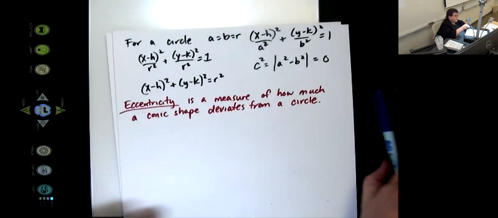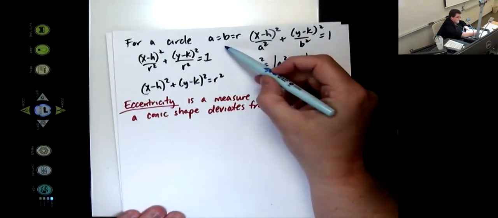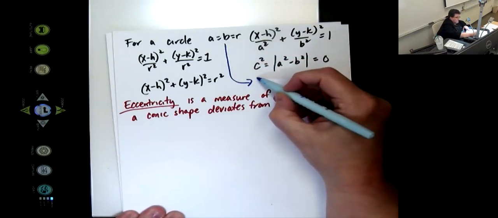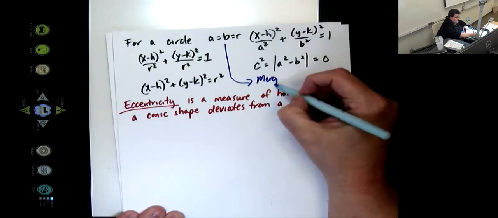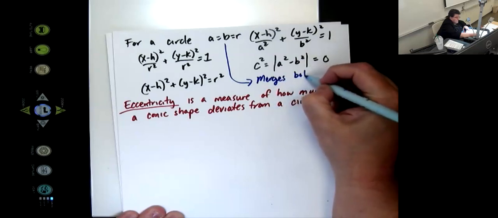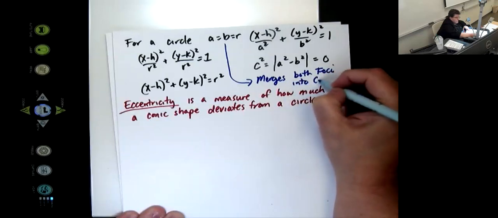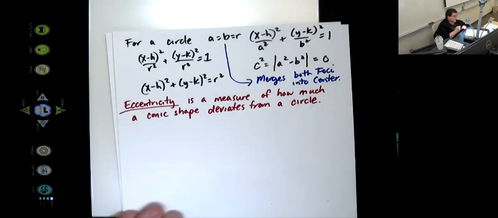Before the other thing with the circle, since A equals B equals R, this merges the two foci into the center. The closer A and B are, the closer the foci are to the center. And when they equal each other, they overlap. There's only one point left.